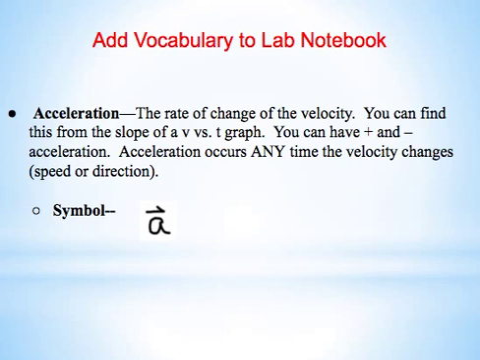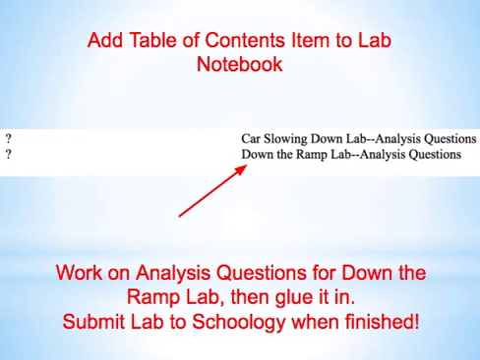Now, once you have finished with your vocabulary word, we're going to be moving on to the paper analysis questions. You'll want to go ahead and add this to your table of contents, Down the Ramp Analysis Questions. And your job for, probably about 10-15 minutes, is to work on the analysis questions for the Down the Ramp Lab. Then you're going to glue it in. Once you've done that, you're going to submit the lab to Schoology.